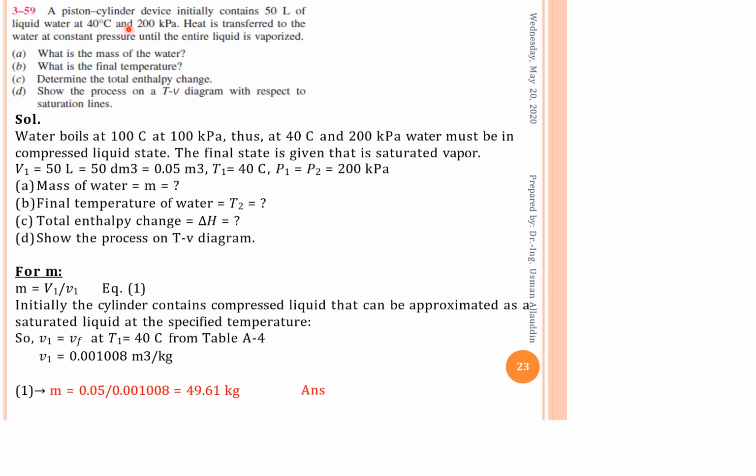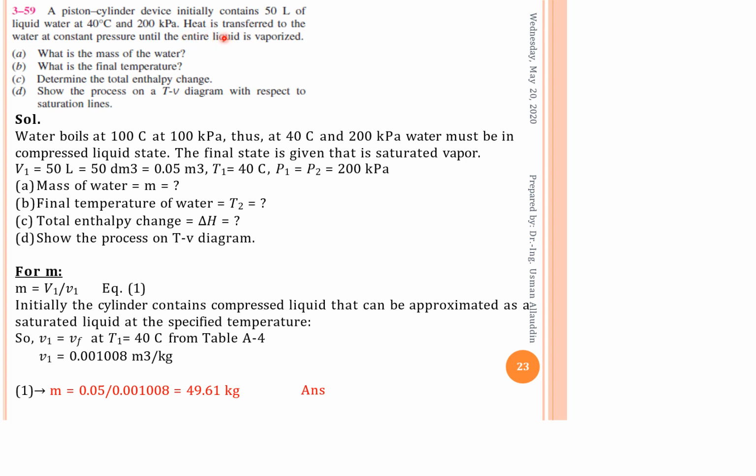So here we have a piston cylinder device. Any piston cylinder device has at least two states or more than two states. So the first state is 50 liters of liquid water given to us. This means that we are in a compressed region because initially we have liquid water, nothing is yet in vaporized form, and the temperature T1 is given to us, which is 40 degrees Celsius, and pressure P1 is given to us, which is 200 kilopascal.